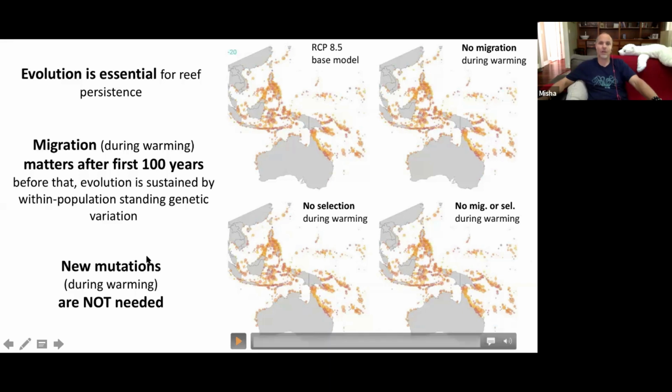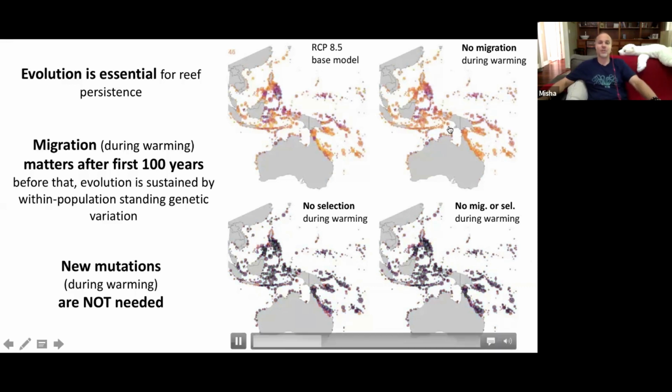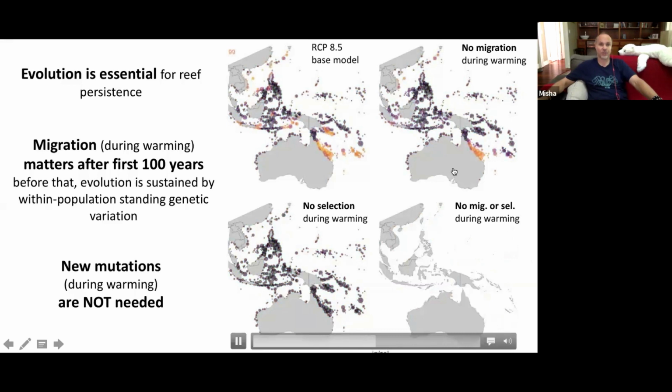Let's see. Basically, what you will see is that the no evolution scenarios burn out really quickly and uniformly across the board. Interestingly, the no migration scenario does pretty well and pretty much indistinguishably from the base model until about the year 100. And then it gets into trouble.